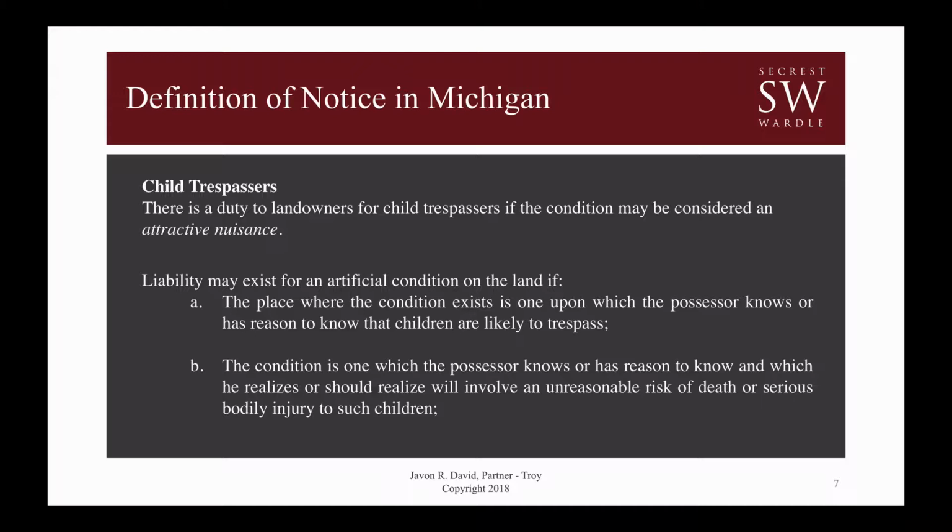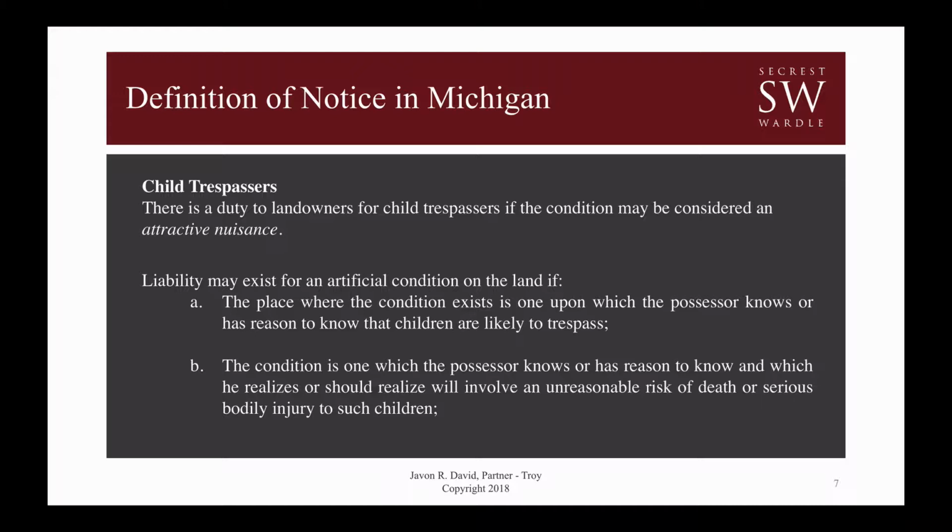And liability may exist for an artificial condition on the land if the place where the condition exists is one upon which the possessor knows or has reason to know that the children are likely to trespass, or that the condition is one in which the possessor knows or has reason to know, and which he realizes or should realize will involve an unreasonable risk of death or serious bodily injury to children.